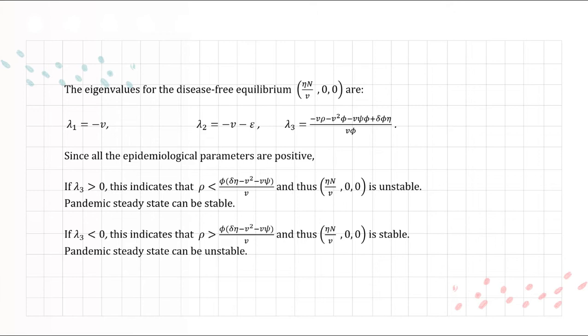On the other hand, if lambda 3 is less than 0, then the 3 eigenvalues for disease-free equilibrium have the same sign, and thus this steady state is stable and pandemic steady state can be unstable.